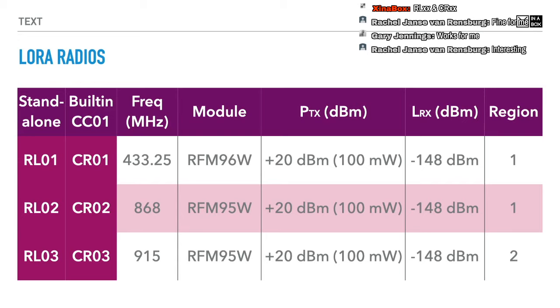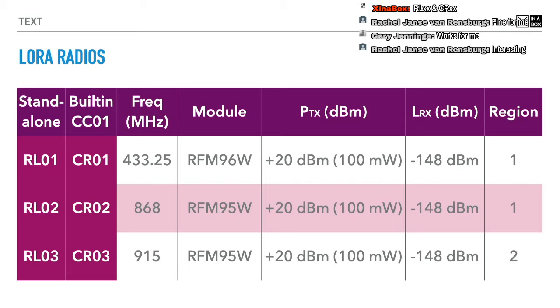Now, I just jumped to the last column first. You can see the region here is region 1 for IL01 and 02, and region 2 for IL03. So why do we have two radios for IL01? Well, first of all, you can reach a longer transmission distance on the IL01 and CR01 because it has that lower frequency, and we really like that. But there's another reason, and that is that 433 megahertz also falls within the ham radio frequency. Ham radio is the amateur radio band, and radio amateurs around the world have been able to get their own frequencies.